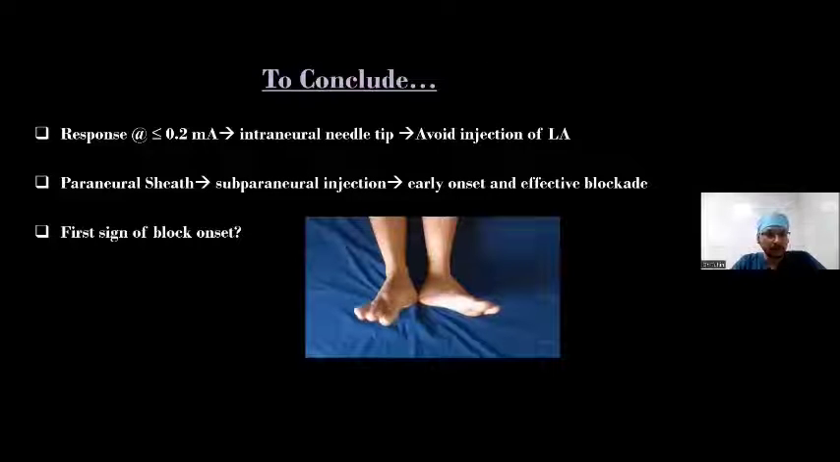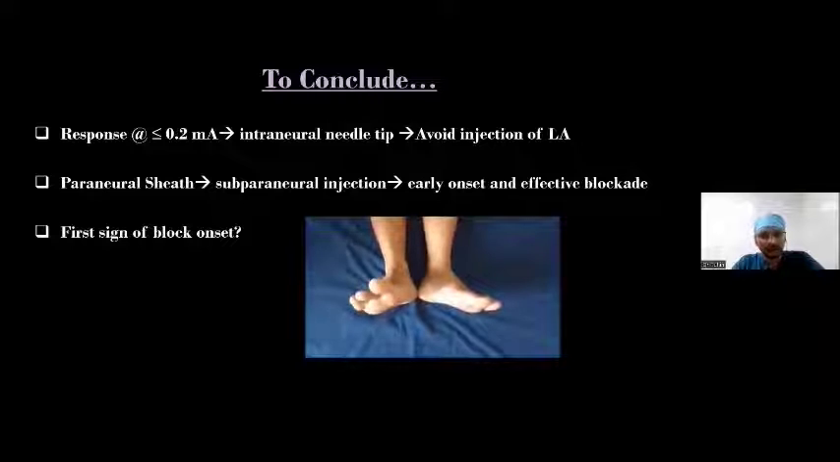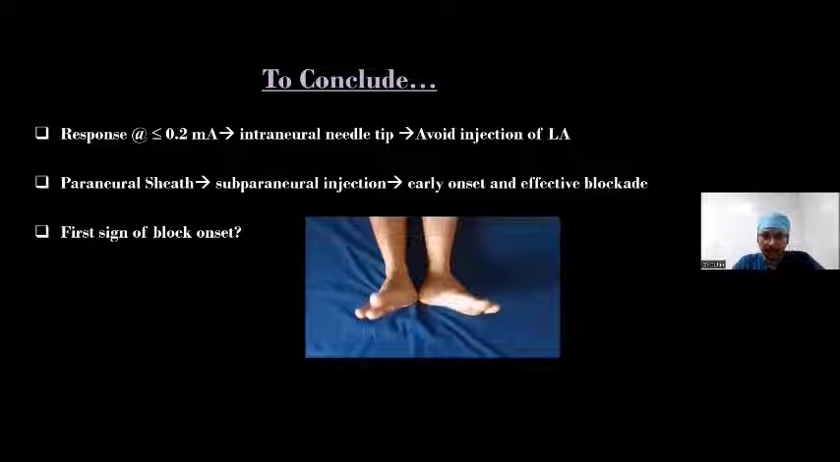To conclude, if the response is less than 0.2 milliampere, you should avoid injecting the local anesthetic, and try to inject the local anesthetic below the paraneural sheath, that is the subparaneural injection, for early onset and effective blockade. And what will be the first sign of blockade? The patient will be unable to wiggle their toes. So this movement will not be there. That is the first sign, easy to check.